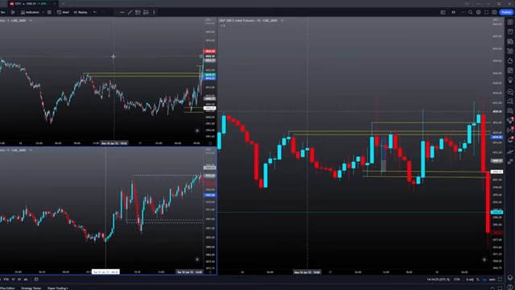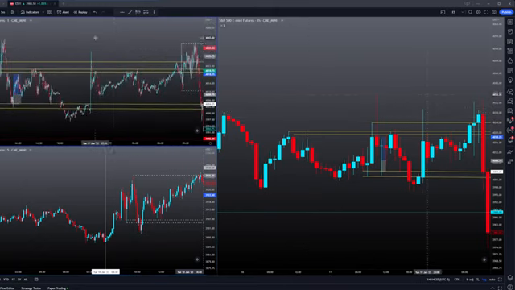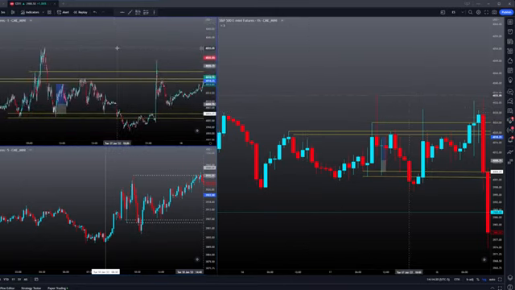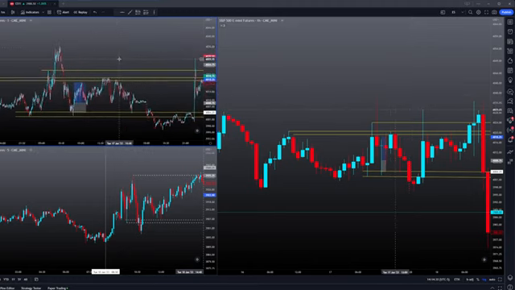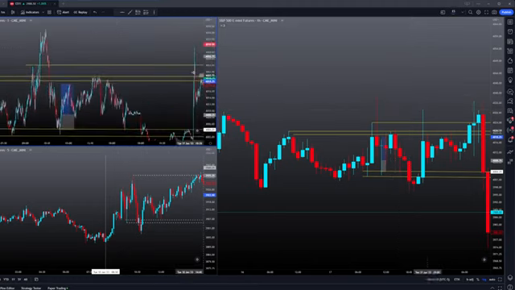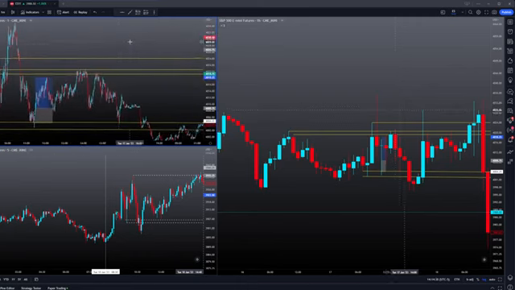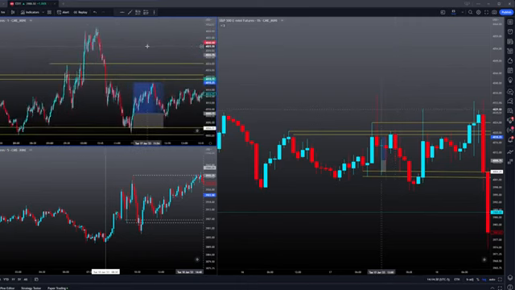I think I got all my levels drawn out. All right, and you can see what we're going to be looking at. We got the 1 minute, so that's good enough, right? These are our zones. So let's see what happens as price is going to test these areas.